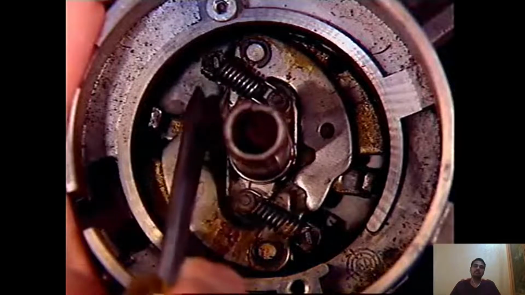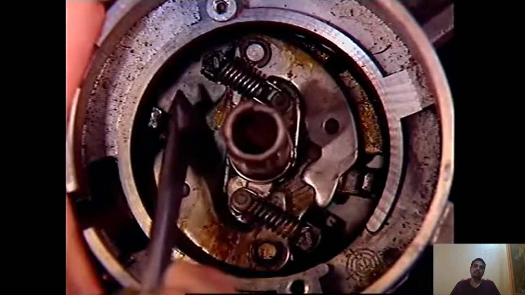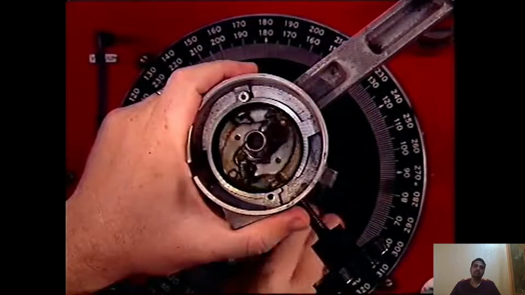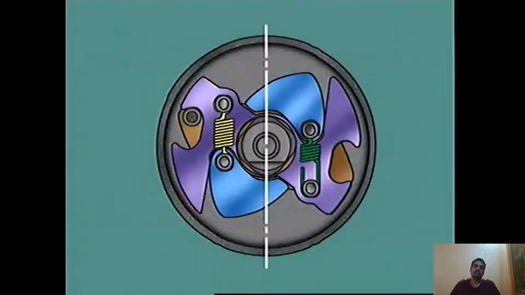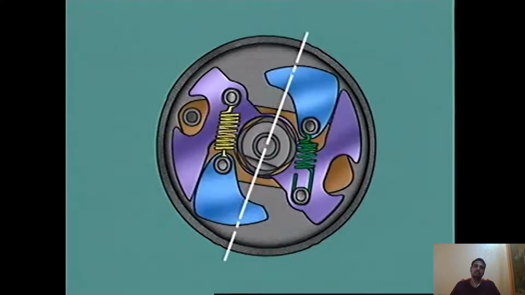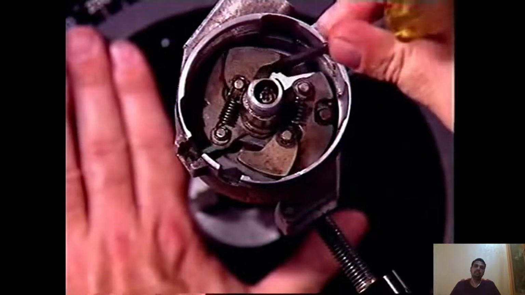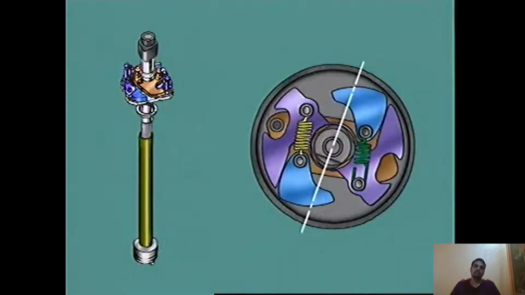The speed-sensitive mechanism is a centrifugal type, which is located beneath the distributor base plate and rotates with the distributor cam. As engine speed rises, the flyweights on the advance mechanism are thrown outward by centrifugal force. Since the cam is able to pivot on the distributor shaft, the weights act against their springs and move the cam forward.